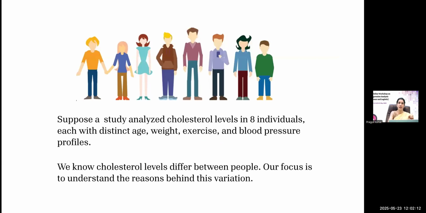Suppose I have 8 people in my study and I analyze the cholesterol level in 8 individuals, each having a distinct age, weight, exercise, how much exercise they are doing, and blood pressure. But again, there is something known as variance. So why is it varying between all these people? This is a very common question.